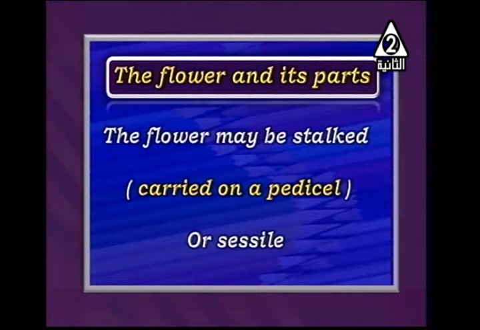And also the flower may be what? Stalked. What do we mean by stalked? It has a long part, and after that you find the leaflet. Or they are sessile. Sessile means they are directly on the stem. They are carried on a pedicel, or they are sessile. Sessile means they are set directly on the stem.